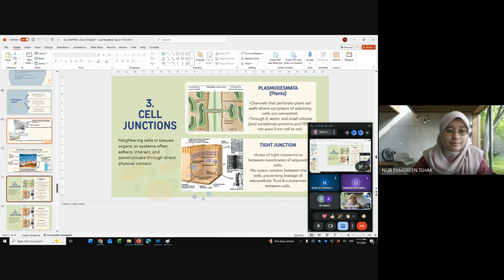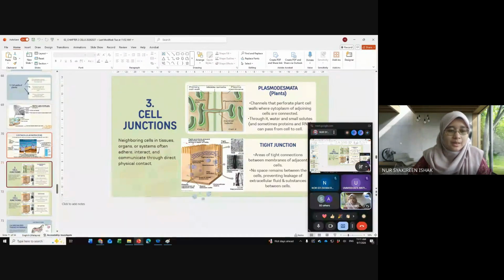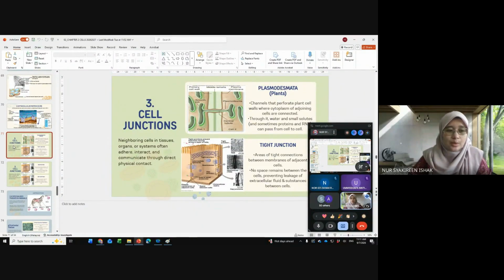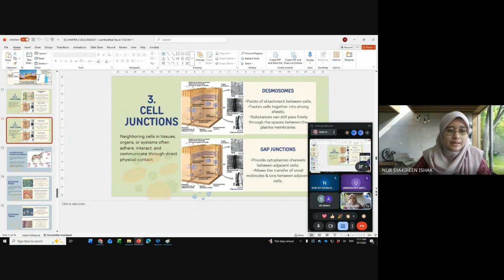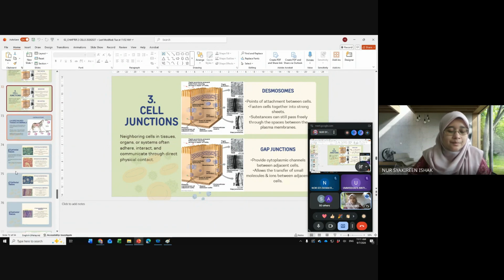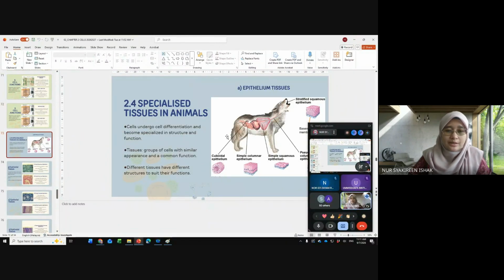The cell wall is in plant cells, whereas in animal cells we have the extracellular matrix. We also looked at the cell junctions, which have four types: the plasmodesmata for plant cells, and then the tight junction, desmosome, and gap junction for animal cells. And then we enter into the subtopic, which is specialized tissue in animals.